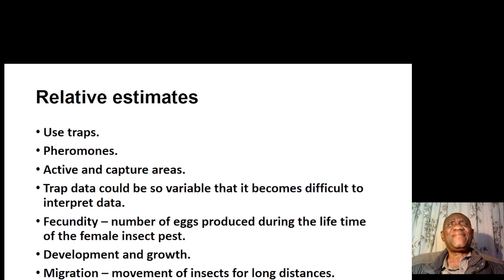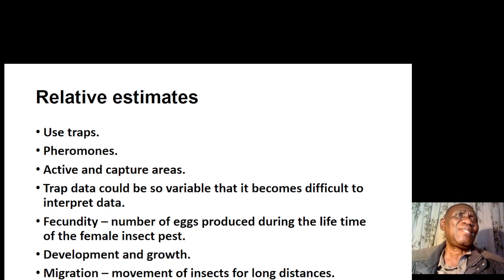Now, we can have relative estimates where you use traps. Now a trap can actually prevent insects from escaping, and you can go and get your insects and count them. Or we can use pheromones to attract insects to a certain point, then we can count them. So you can have active and capture areas. Trap data could be so variable that it becomes difficult to interpret data, because you could have a mass of these insects.